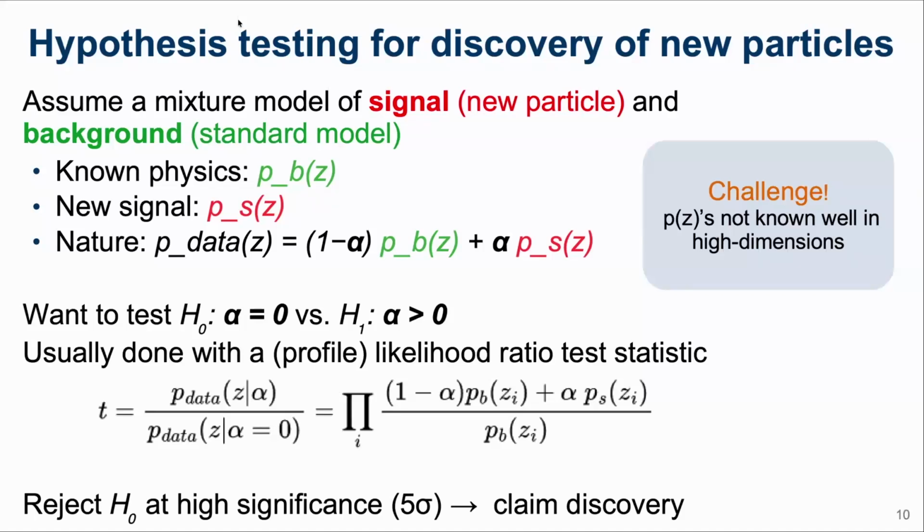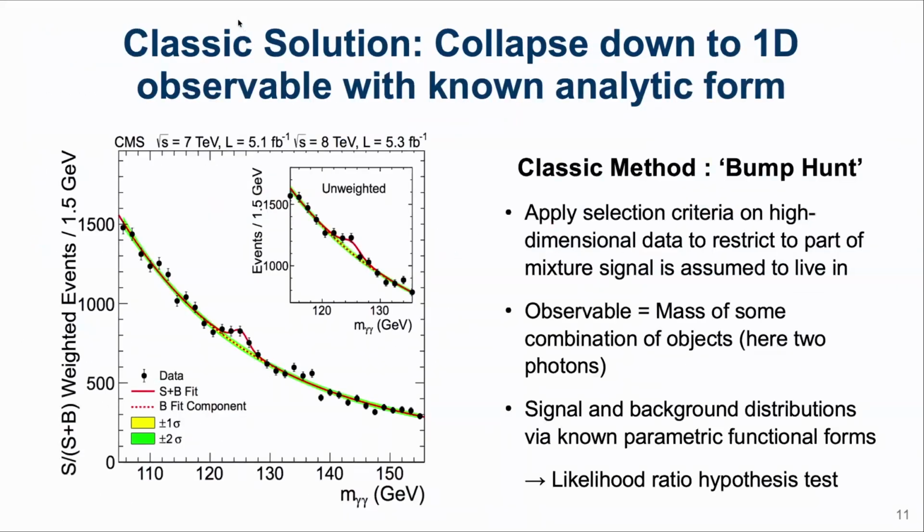The challenge in doing this is that these probability distributions are not well known in high dimensions. Sometimes not even well known in low dimensions. So the classic solution is, we have this naturally really high dimensional data, so let's collapse it down to a 1D distribution that we do understand. This is the bump hunt. This is how the Higgs was discovered. It's how many other particles have been discovered.